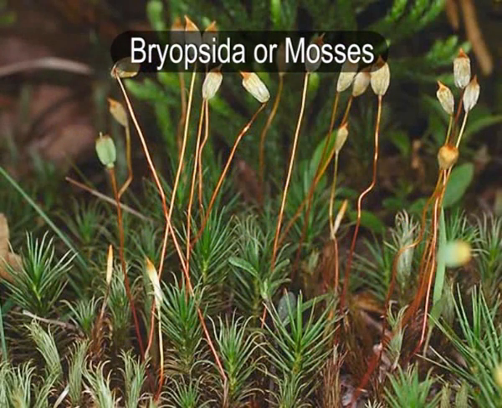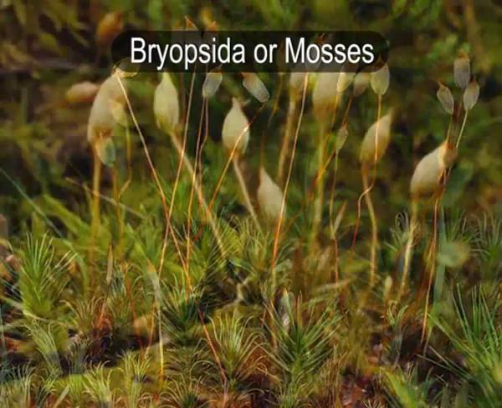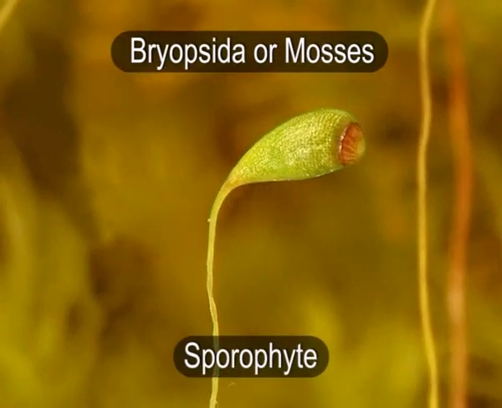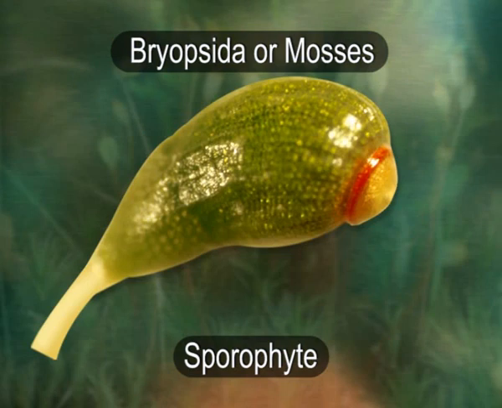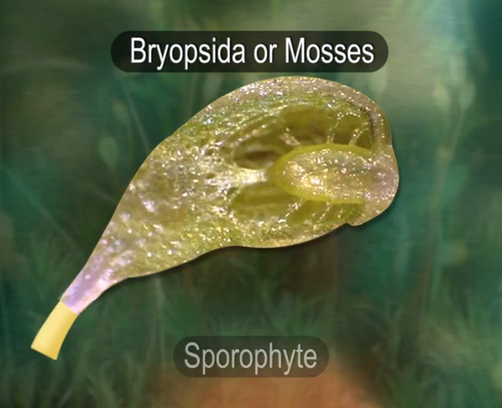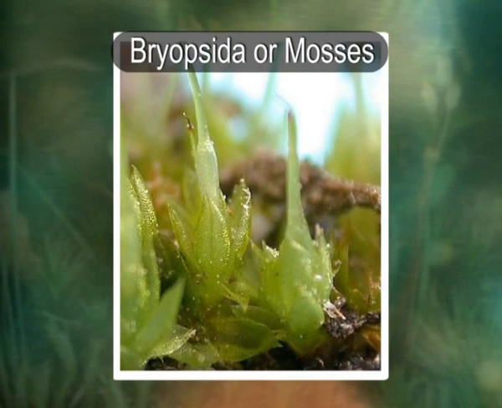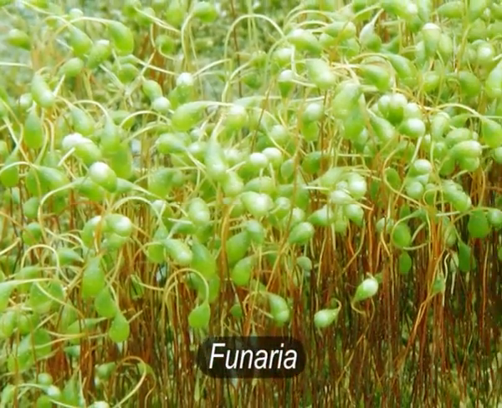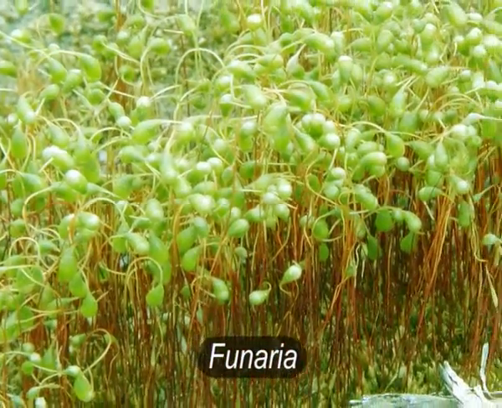Mosses and other bryophytes go through an alternation of generations. In alternation of generations, a sporophyte produces spores, which grow into gametophyte, which produce gametes. Common moss is Funaria, as shown here in the visual.